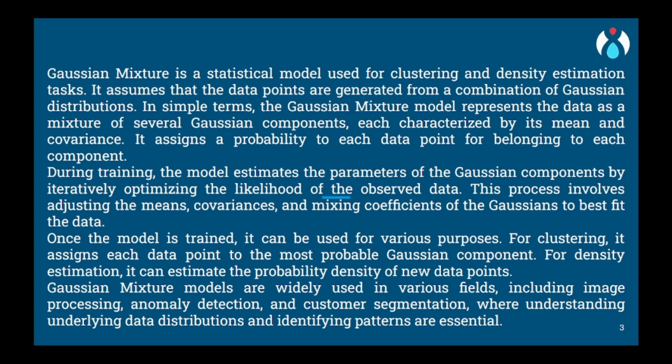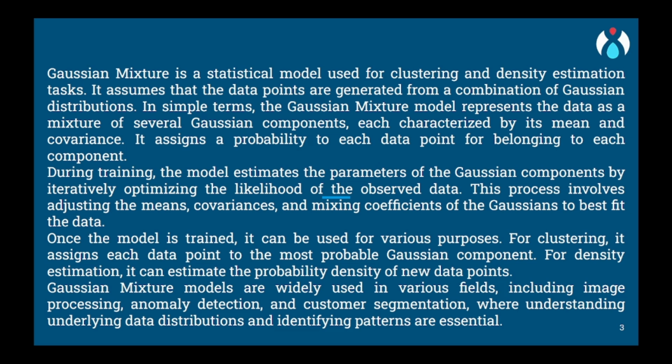To understand Gaussian mixture, let's imagine we have a bowl of different colored candies. If we were to close our eyes and randomly pick a candy, there's a chance we could get any color. Some colors might be more common, while others might be rare.